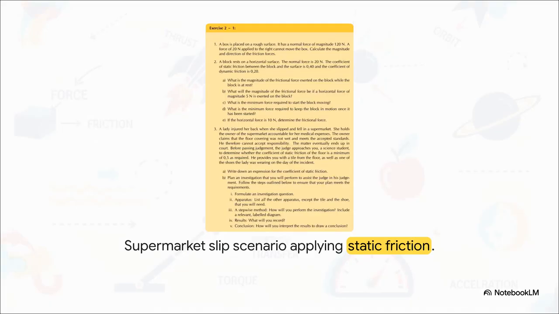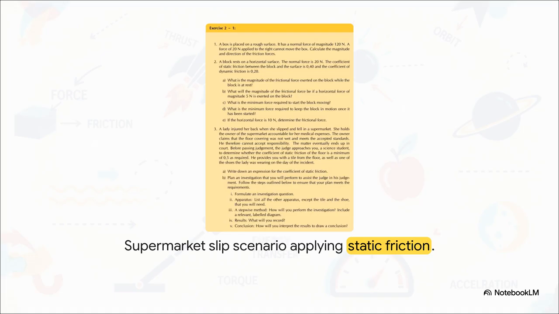Now, what's super interesting is how the Siyavula textbook takes this and applies it to the real world. Imagine this scenario. A lady slips in a supermarket, and suddenly you're called in as a science student to testify in court. Your job? Determine if the supermarket floor's static friction actually meets the accepted minimum standard coefficient of 0.5. So it's not just abstract physics anymore, it's physics deciding a real-life legal liability case.